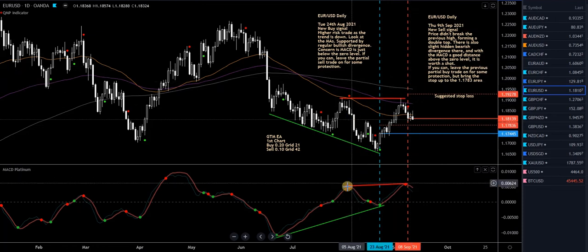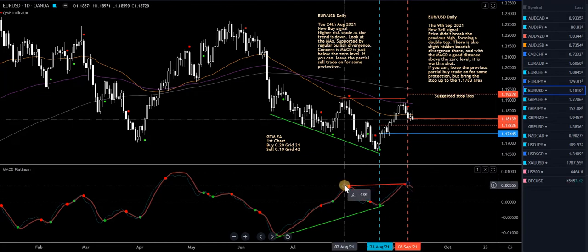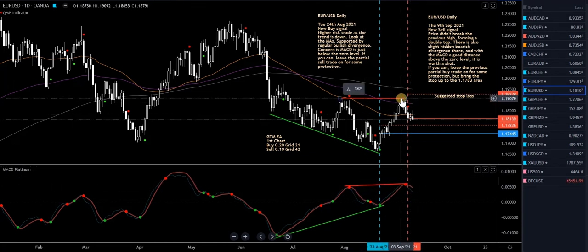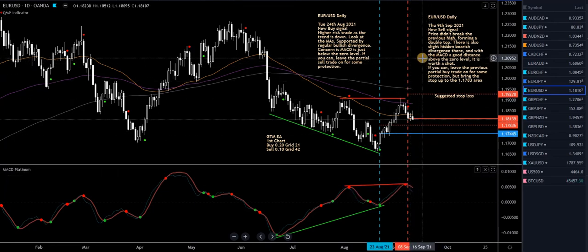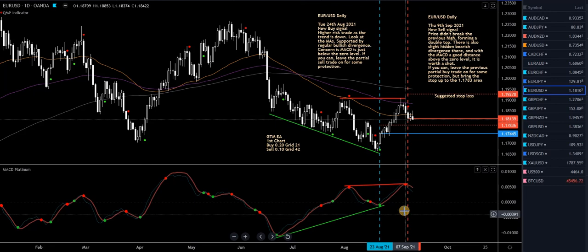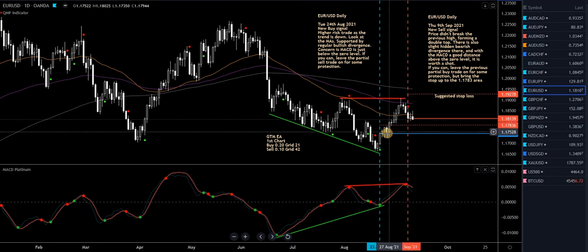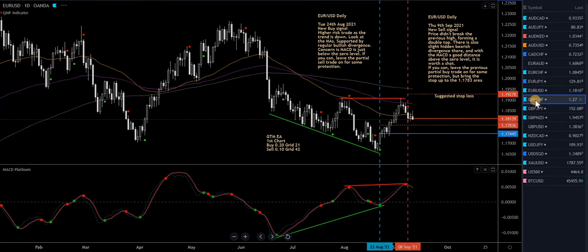Slight hidden bearish divergence. Yeah, you can see that's slightly, if you look at the angle there, it's slightly higher there. So it is a subtle hidden bearish divergence, which is good. And the MACD Platinum's good distance above the zero level. So looking good on the Euro USD.